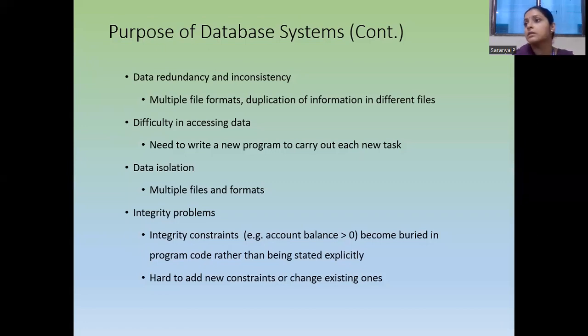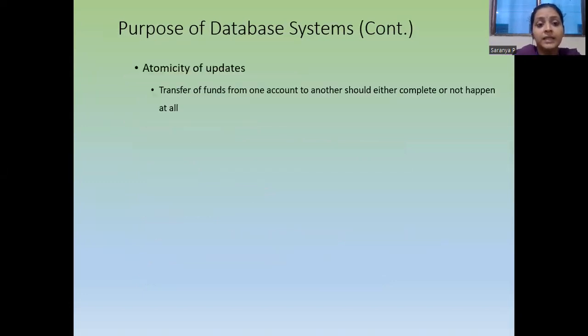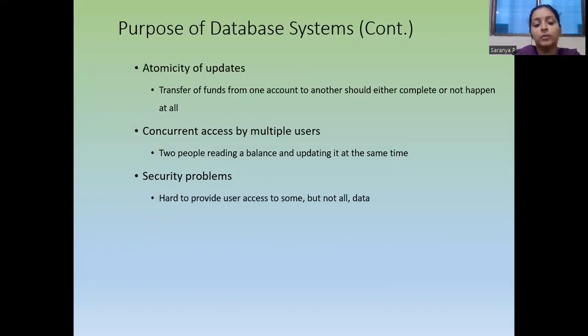Integrity problems. Integrity constraints can be defined. When you want to insert the data, you can define certain constraints under insertion conditions. If you want to delete the data, you can define certain constraints under delete conditions. Similarly, integrity constraints can be defined with the DBMS. That is also allowed. Then comes atomicity of updates. What do you mean by atomicity of updates?